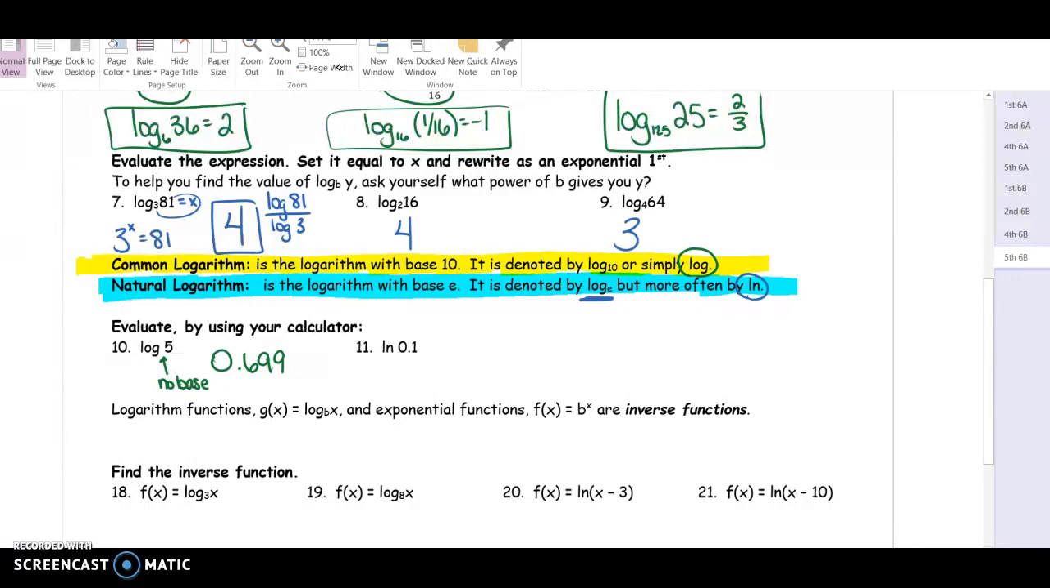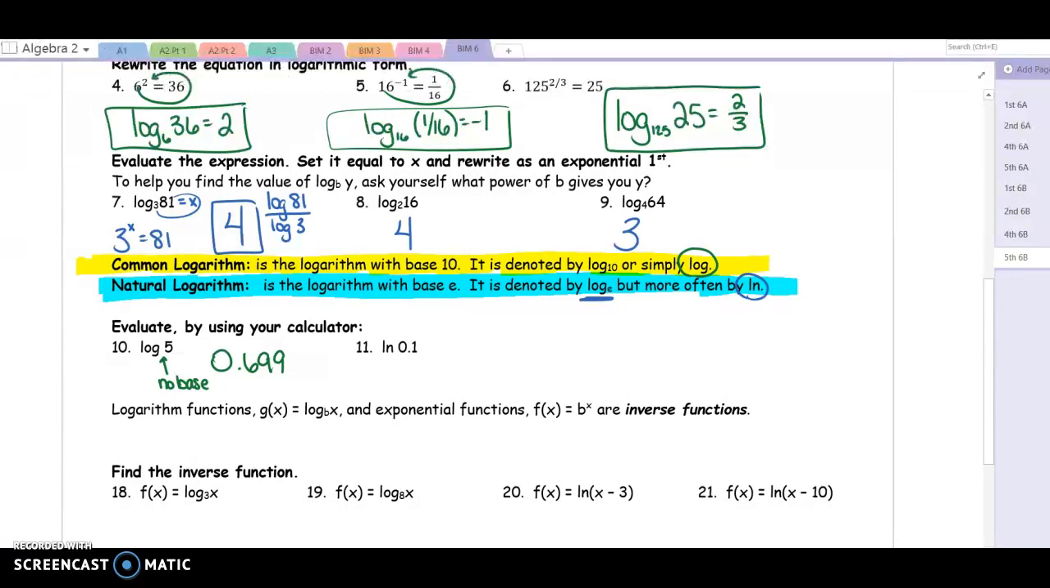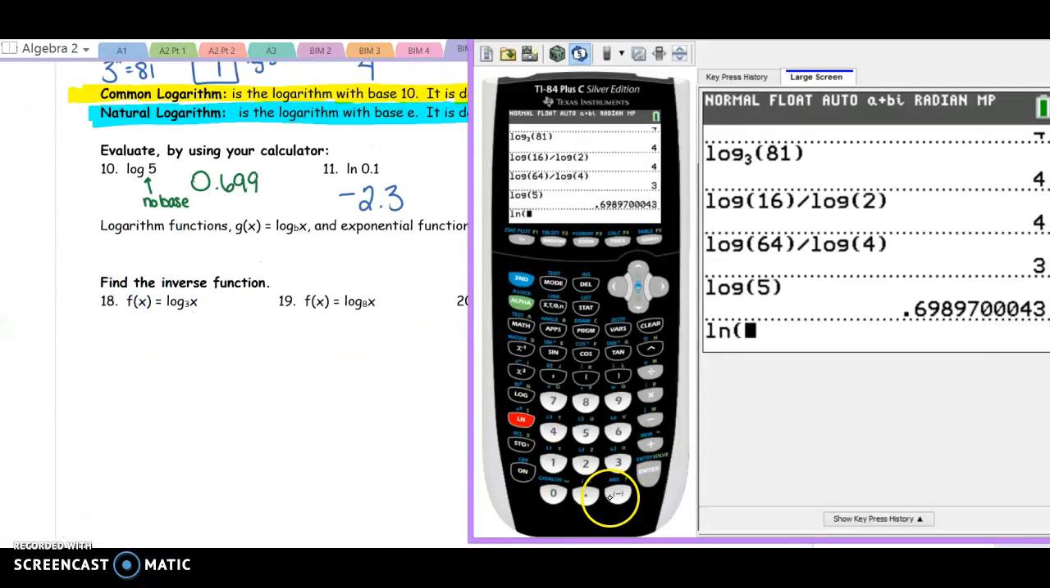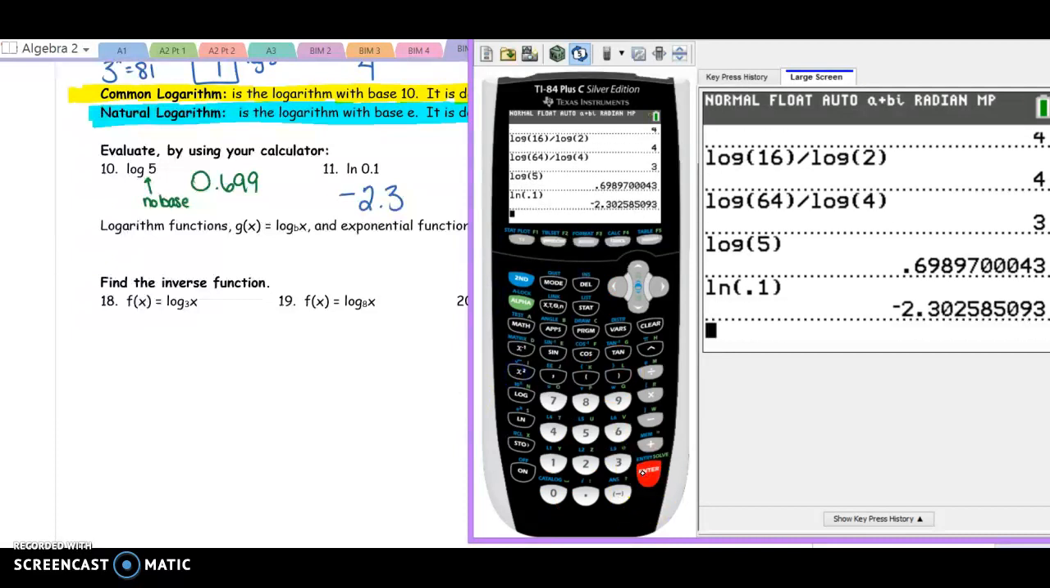When you see ln, it means log base e. So ln button of 0.1 should give you negative 2.3.